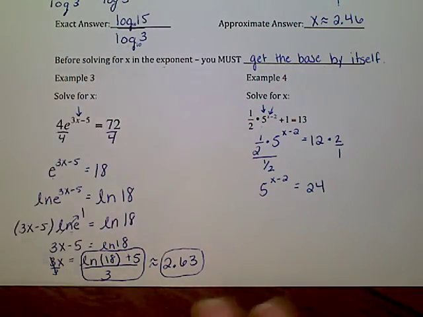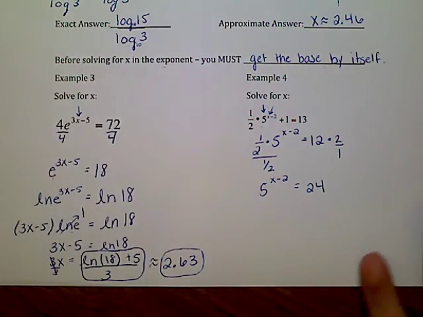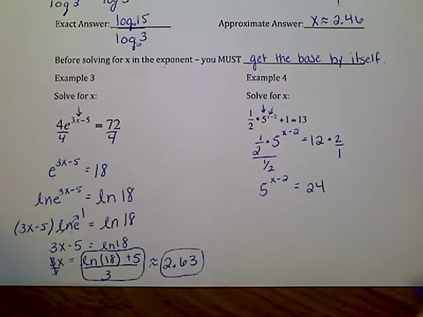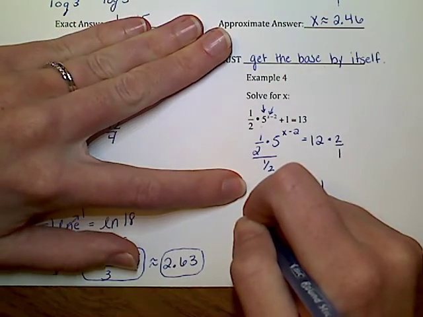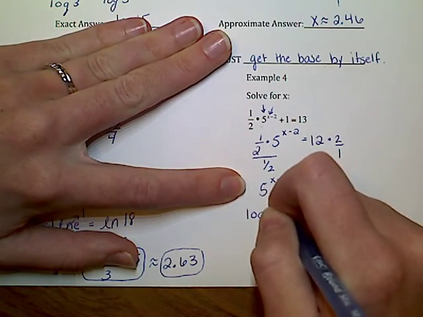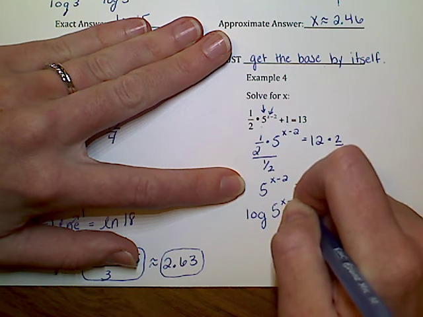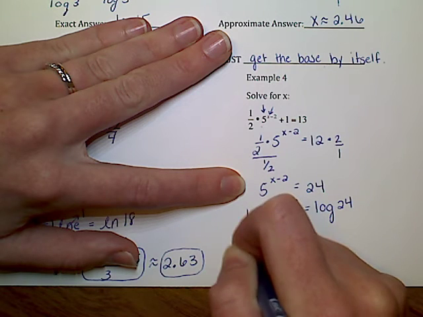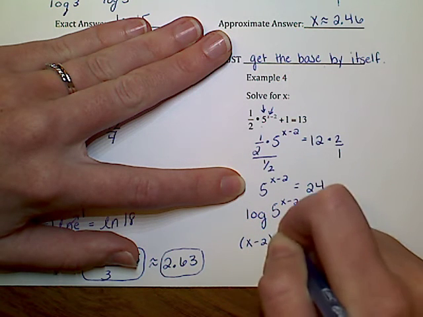Now I could take the common log of both sides. I could also take the natural log of both sides. In this instance, since e is not in here anywhere, one is not necessarily easier than the other. So I think I'm going to go back to a common log of both sides. We're going to move the x minus 2 in the front.